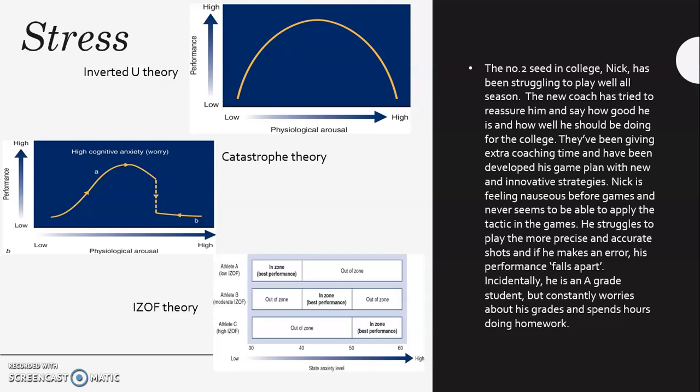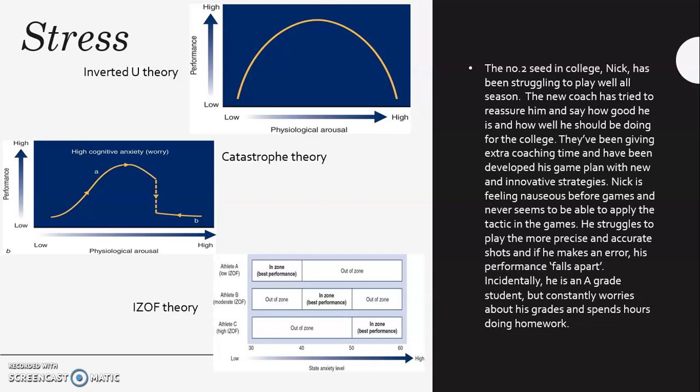One positive of this model is there is also research to support it. This means that it is more reliable, and therefore we can trust it when using it. It's also a better predictor than the inverted U theory, as it does suggest that each individual is different.